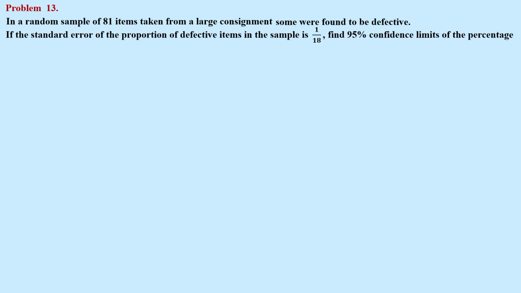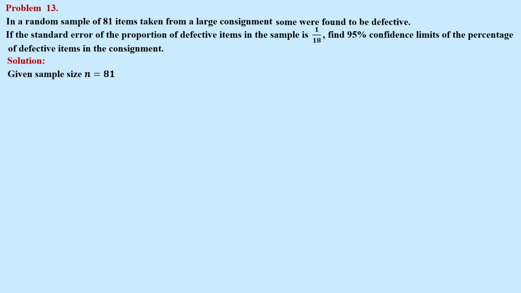Next problem in single proportion test. In a random sample of 81 items taken from the large consignment, some were found to be defective. If the standard error of the proportion of defective items in the sample is 1 by 18, find the 95% confidence limit of the percentage of defective items in the consignment.